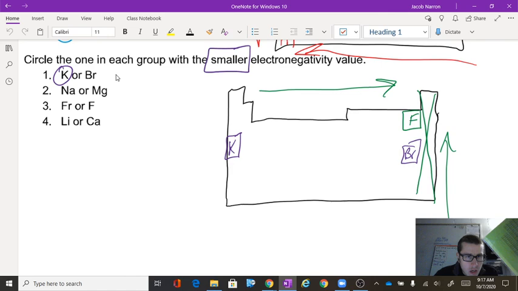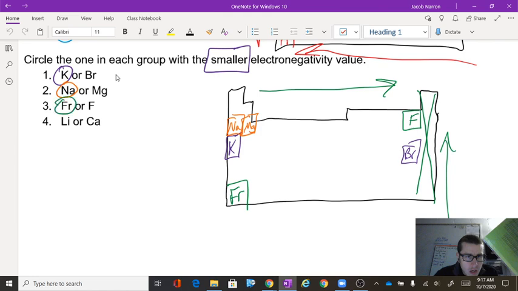Sodium is going to be right here. Okay. And magnesium is going to be right next to it, Mg. Magnesium is closer to fluorine. Magnesium has higher electronegativity. So sodium has the smaller electronegativity. Fluorine's way over there. Francium is down here. Francium has much smaller electronegativity, so it's francium by a long shot.